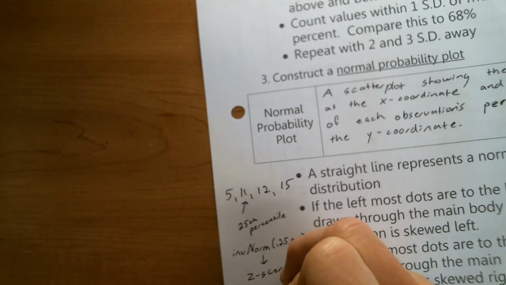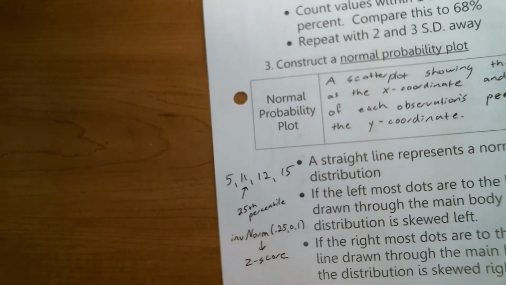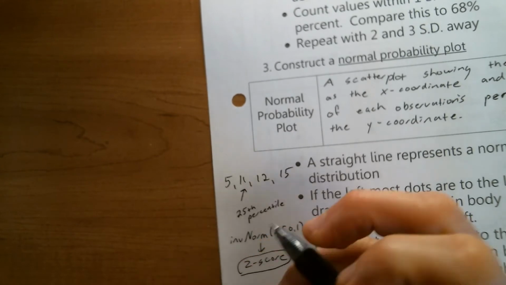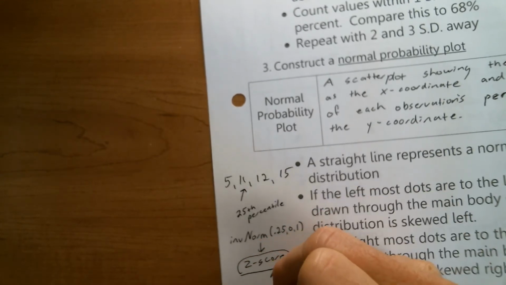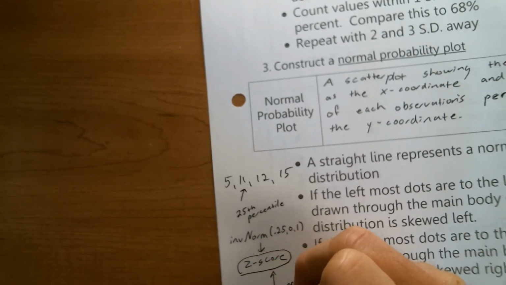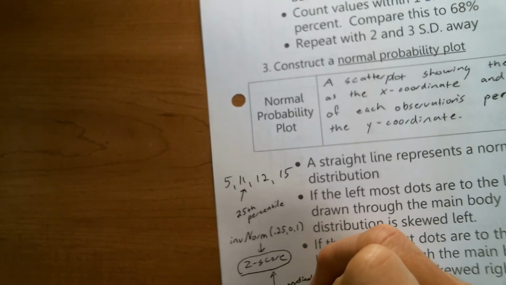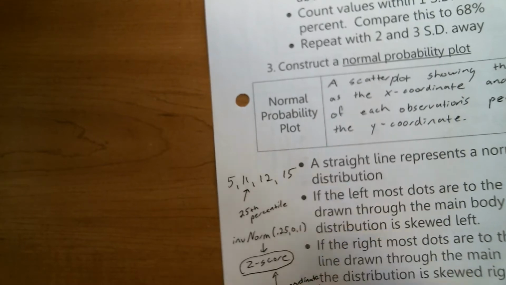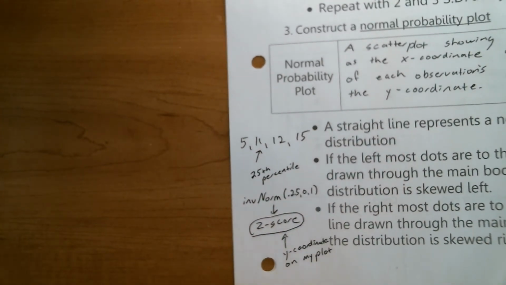And I would have to do that for every single observation in my data set. All right, so I would calculate its percentile. I would use inverse norm. I would get that as a z-score. And this right here is the y coordinate on my plot. All right, so you can see it's a very labor-intensive process without the aid of technology.